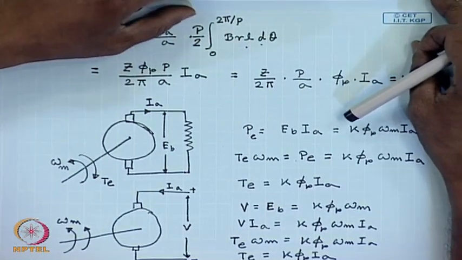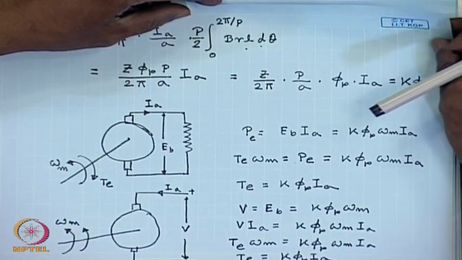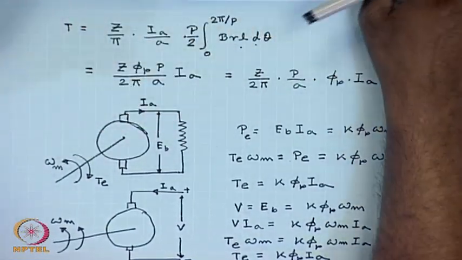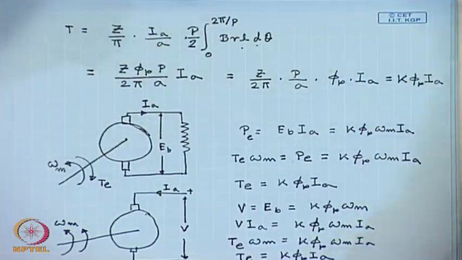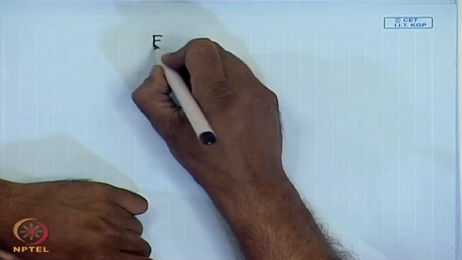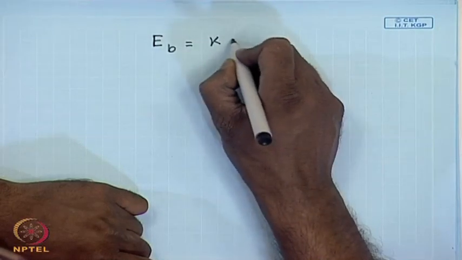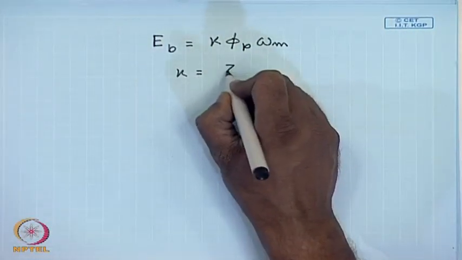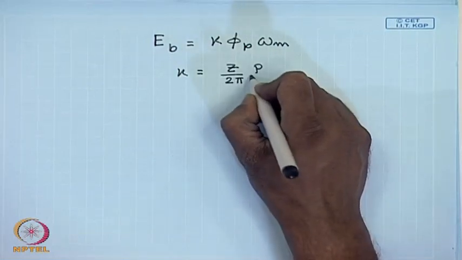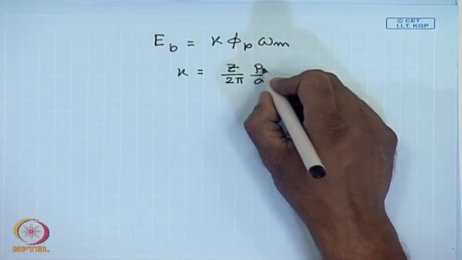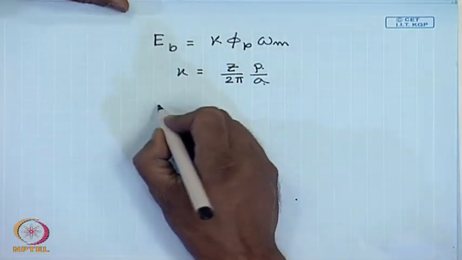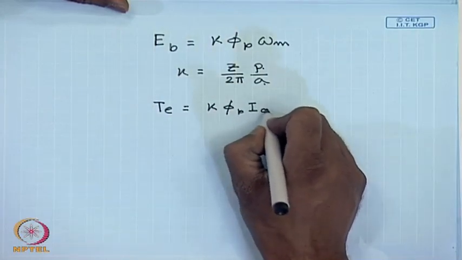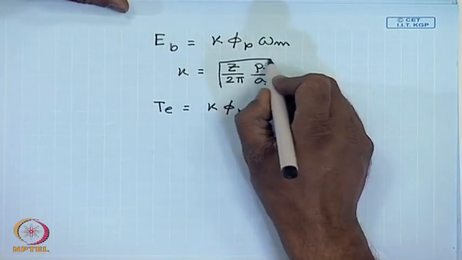Similarly, the induced voltage either in the motoring mode or in the generating mode will be given by the formula K phi p omega m. So, whether the machine operates as a motor or as a generator, the formula for induced voltage in a DC machine is given by E B equal to K phi p omega m, where K equal to Z by 2 pi into p by A. Z is the total number of armature conductors, P is the number of poles and A is the number of parallel paths, and electromagnetic torque is given by K phi p I A, where K has the same expression.